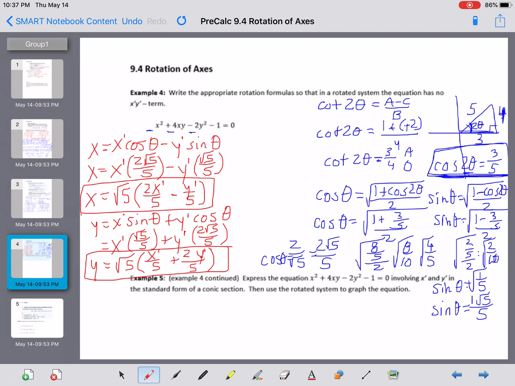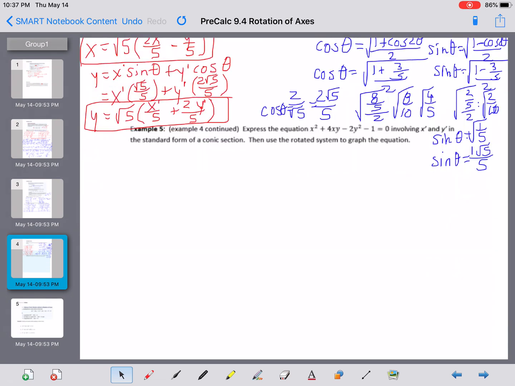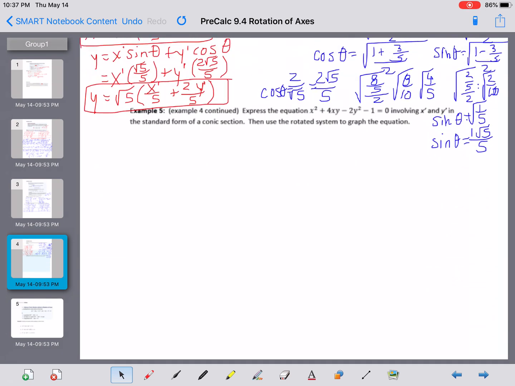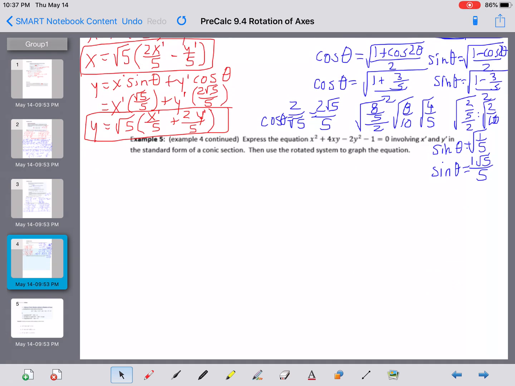Now for example 5, it says keep going and let's plug it into the equation and figure out which conic section we have. So we're going to keep moving with these beautiful numbers and see what we can find. Oops, I'm going to need to see those numbers. Let's attempt another color here just to keep this straight. Okay, here we go, plugging in to our formula right here.